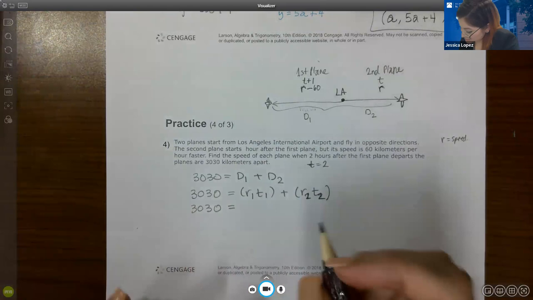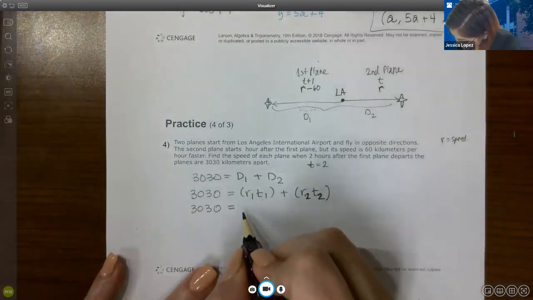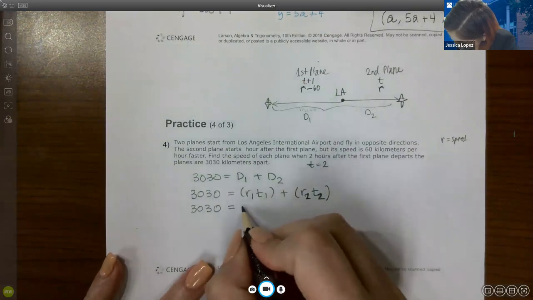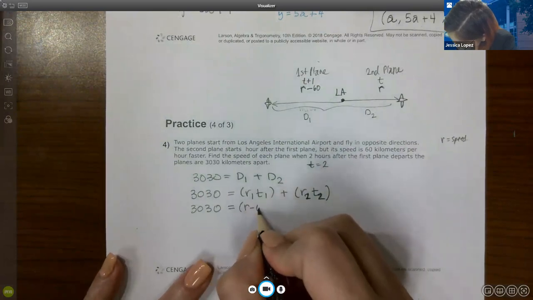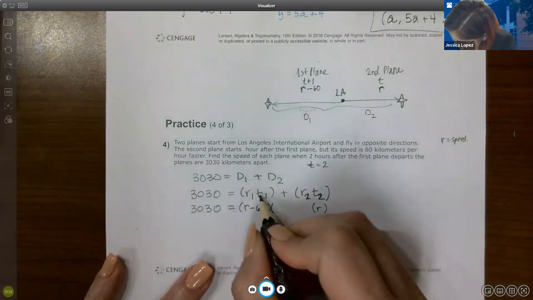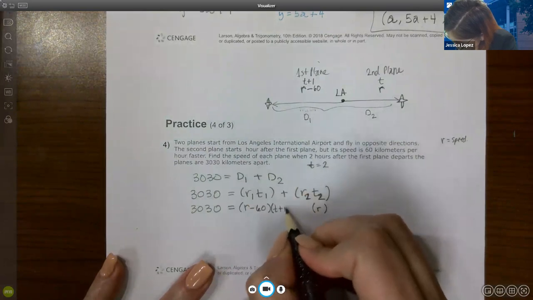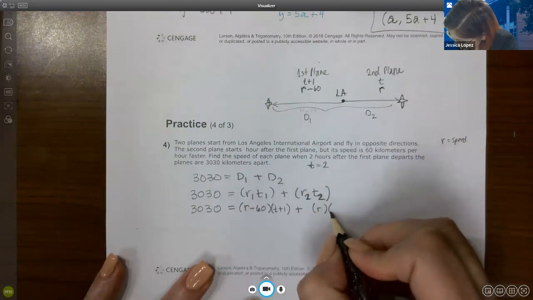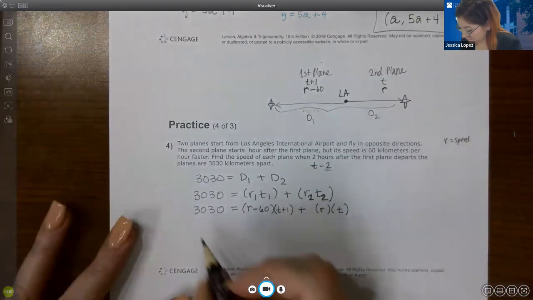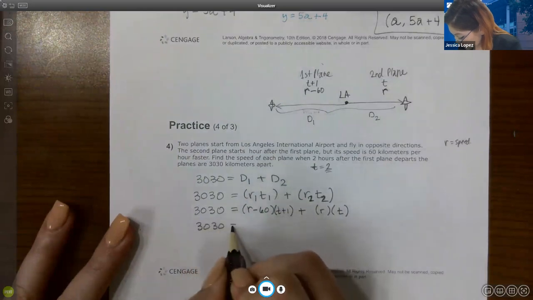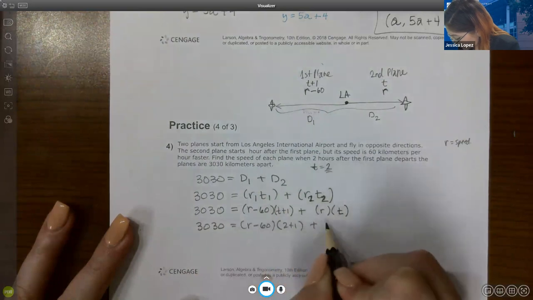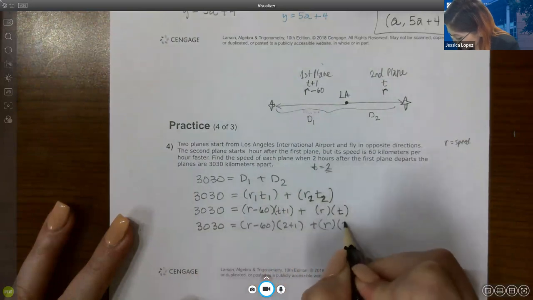Okay, so let's see what we have here. For the first plane, the rate is going to be R minus 60, and this one's going to just be R. The time is going to be T plus 1, and the time here is going to be T. We also know that T equals 2, don't we? So really, what we have here is R minus 60 and then 2 plus 1, and R times T, or R times 2.